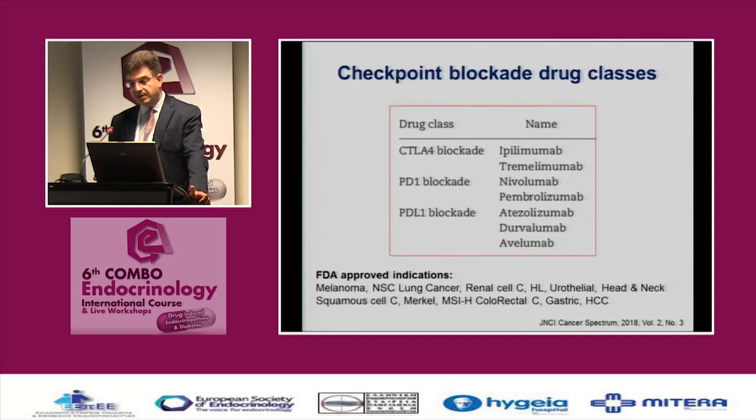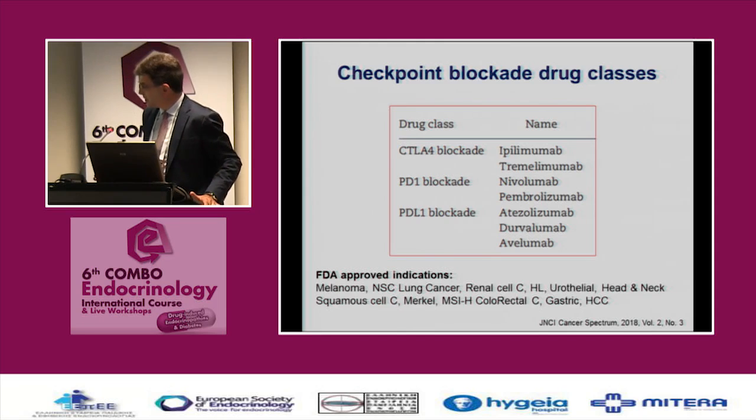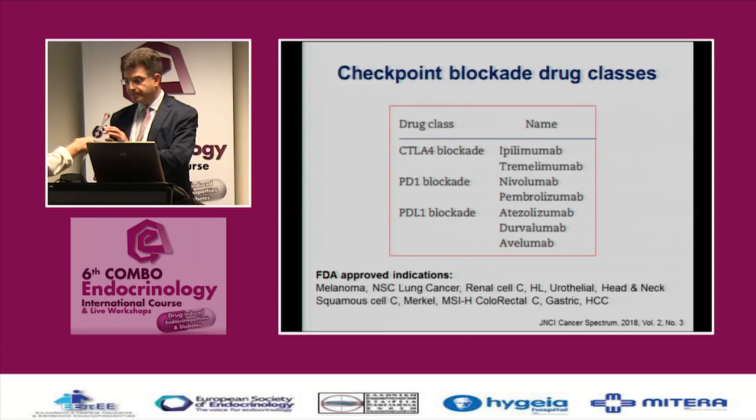There are at least 7 different drugs that are currently approved by the FDA in this class. And you can see that they are used with several indications, including melanoma, non-small cell lung cancer, renal cell carcinoma, but also hepatocellular carcinoma, head and neck cancer, certain kinds of colorectal cancer, etc.